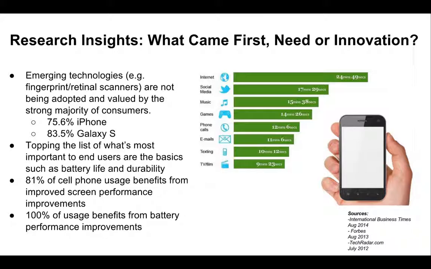So lately there's been a lot of attention to new technology being implemented into cell phones, like retinal and fingerprint scanners. They're just not being adopted. Nobody cares so far. So the most important things, you can see the activities here that people are using their phones for. 81% of current phone usage benefits from improved screen performance, and 100% benefit from improved battery performance. And both of these are things that 3M can influence.